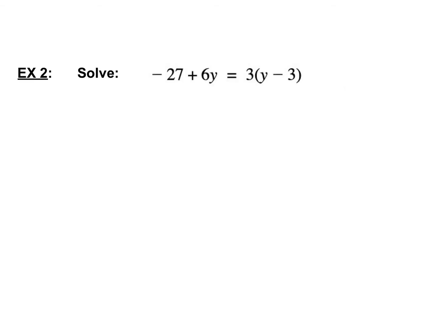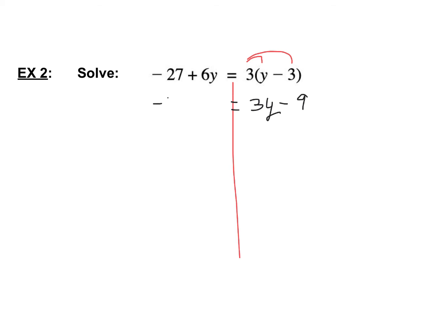So in example 2, we have a little bit more difficulty. So again, here is my right and left sides. I'm going to draw that line straight down because whatever you do to one side, you must do to the other. But we're going to clean up both sides first. So anytime you have something to distribute, you're going to distribute that first. So here's my equals. 3 times y is 3y. 3 times negative 3 is a negative 9. Be careful of your signs.